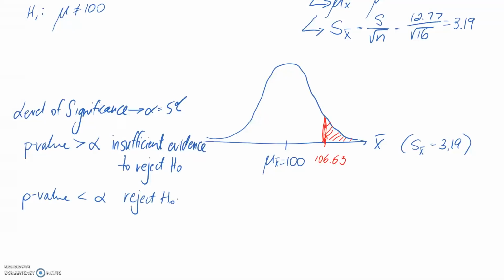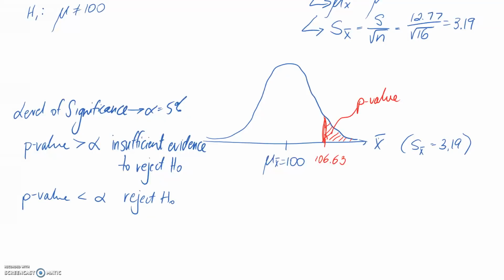All we need to do is figure out the area that's inside this section here, because that corresponds to the p-value. In other words, it's just the chance of this happening, getting 106.63 or better by coincidence. So how we're going to do this is applying our t-test.